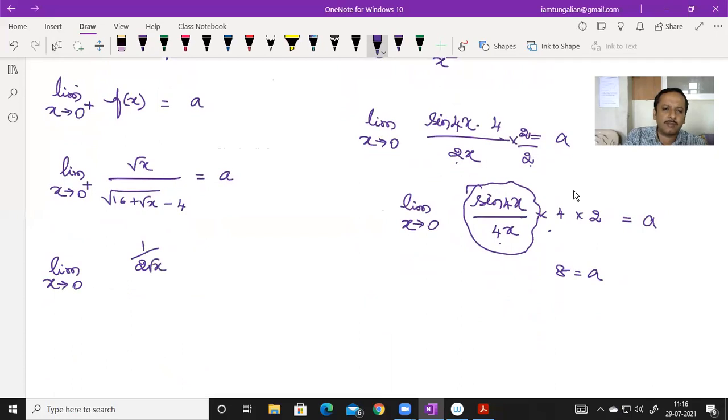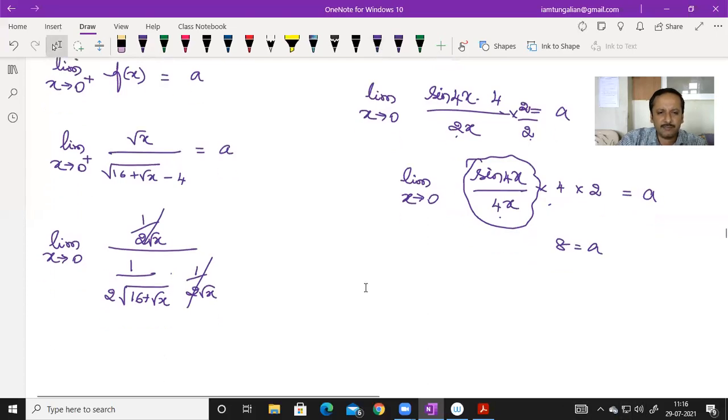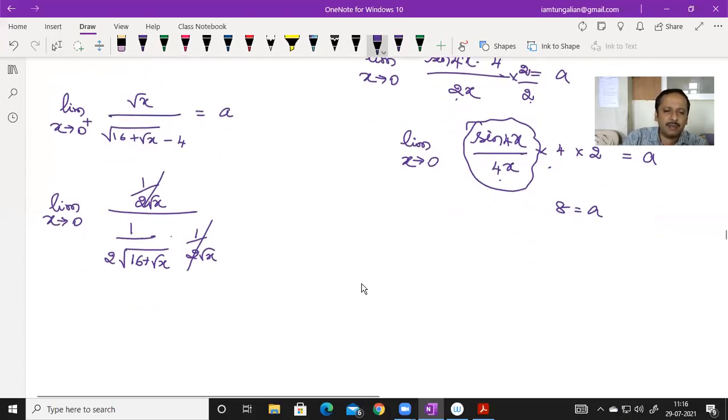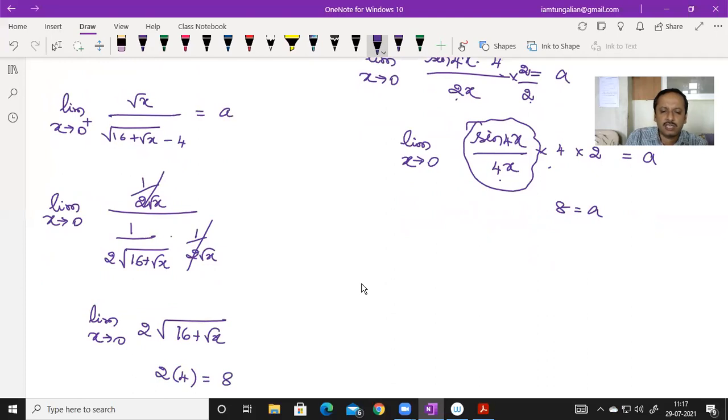Derivative of root x is 1 by 2 root x, divided by the derivative of root of 16 plus root x, which will be 1 by 2 root of 16 plus root x into the derivative of root x, which is 1 by 2 root x. So this 1 by 2 root x, 1 by 2 root x gets cancelled. Limit x tends to 0, you will have 2 into root of 16 plus root x. Apply the limit as x tends to 0. This will become 0, 16 plus 0 is 16, root 16 is 4. So 2 into 4 is equal to 8.